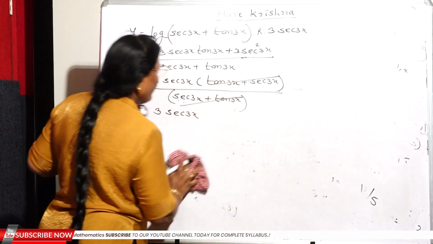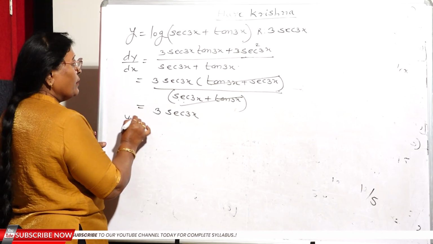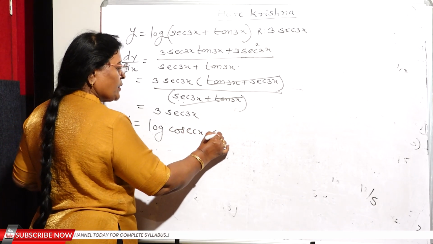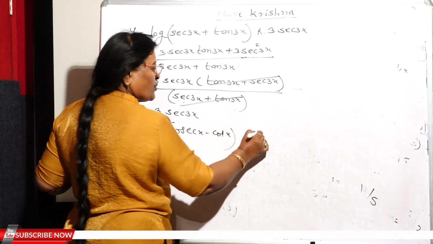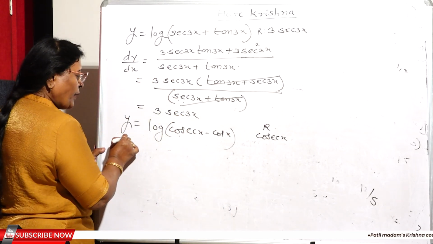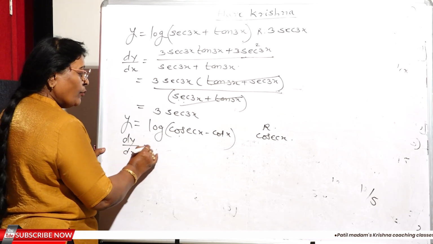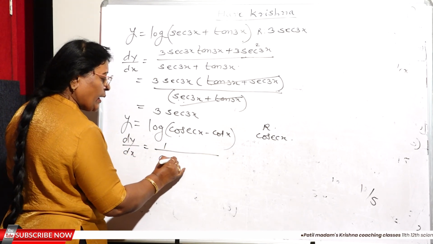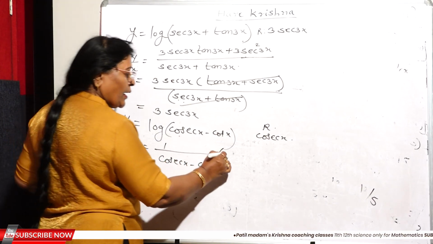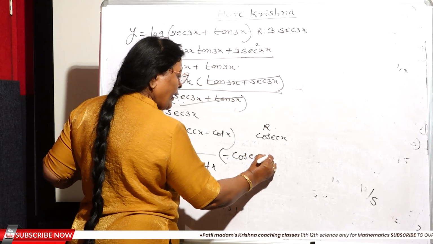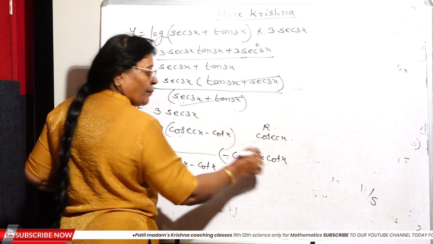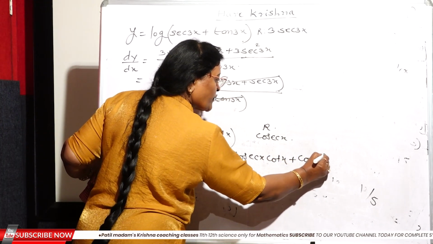Again the last important example I will take, that is log of cosec x minus cot x. Again the result is cosec x. See how you will get cosec x, the direct result. Again dy by dx. Log u चे derivative 1 by u, 1 upon cosec x minus cot x. What is the derivative of cosec x? Minus cosec x into cot x. And what is the derivative of cot x? Minus cosec square x. Minus minus plus cosec square x.